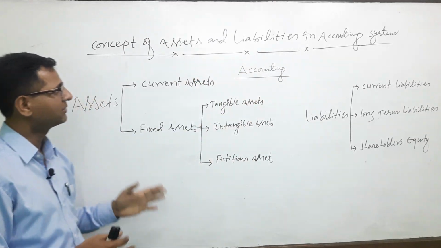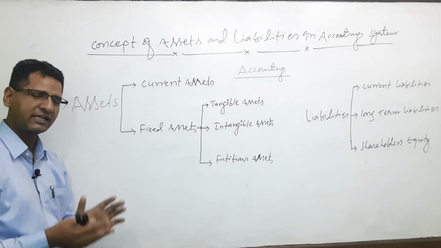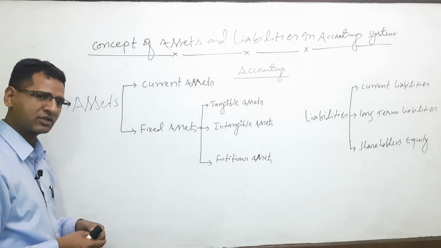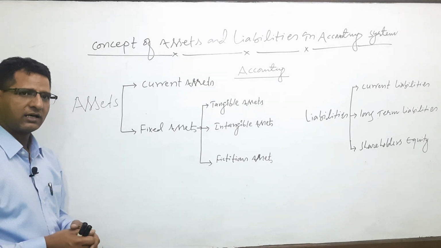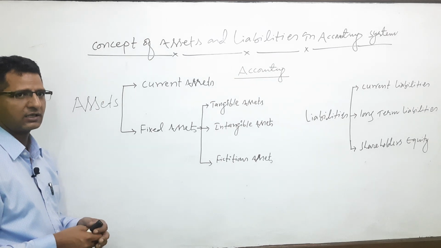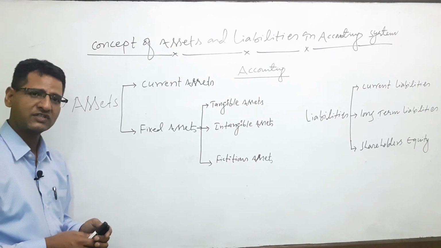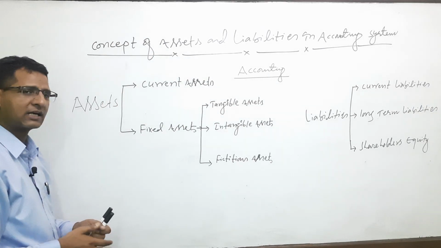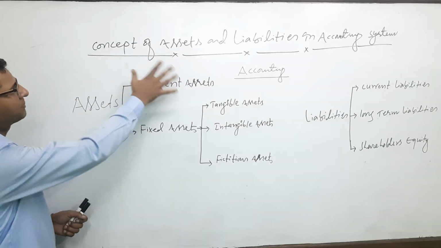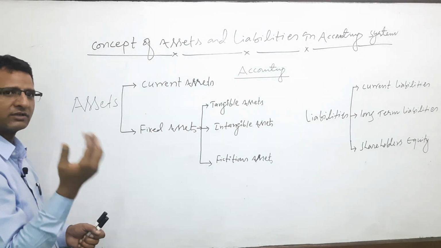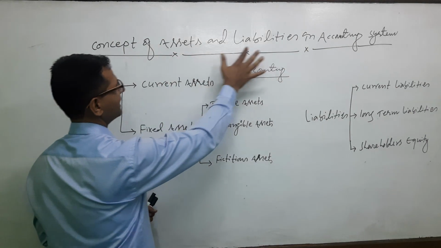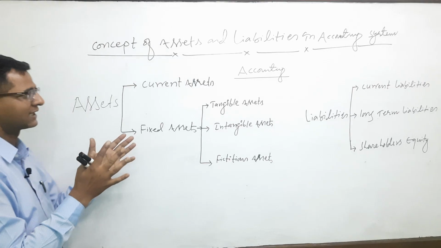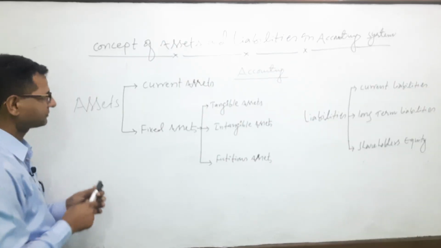So in the accounting system, there are different types of terminologies. Already I discussed and completed the different types of terminologies in previous videos. You can watch them, and like and subscribe. Out of the different terms, today I am going to discuss only assets and liabilities, and how assets and liabilities are very important for the accounting system or accounting steps.